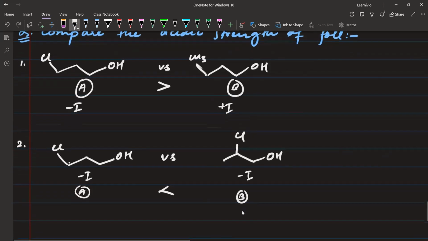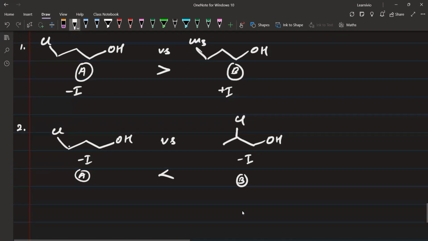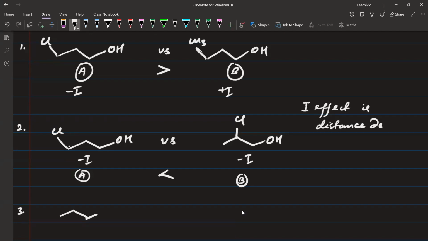Does this make sense? Yes or no, please tell me. हाँ जी बताएं. Second वाला समझ में आया सबको? Okay. So I am saying I group में है ना, I effect is distance dependent. Distance dependent. Okay. So strength of I, it is inversely proportional to distance.